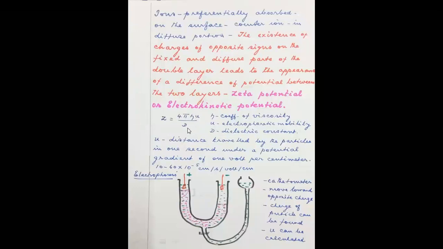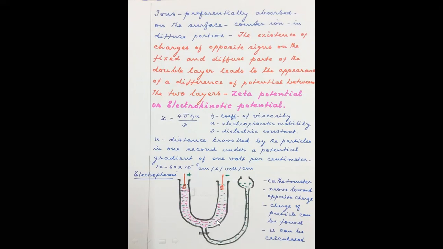where eta is the coefficient of viscosity, u is the electrophoretic mobility, and D is the dielectric constant. Here u is called the electrophoretic mobility, which means you have to understand what electrophoresis is. So look at this diagram. This is the electrophoretic setup. I have filled the U tube with the colloidal substance, and two electrodes are immersed, and the electrodes are connected to the electrical circuitry.